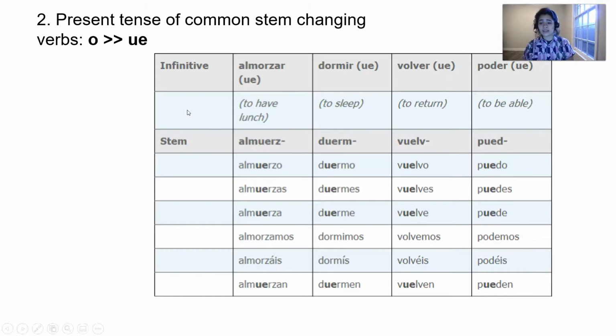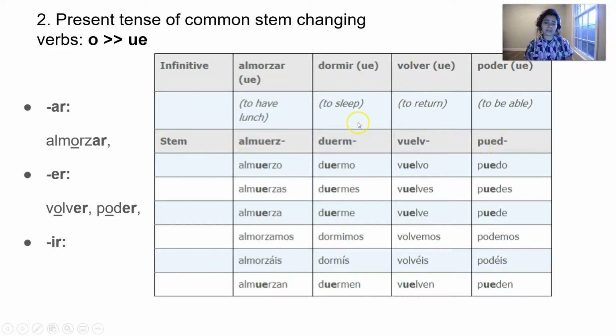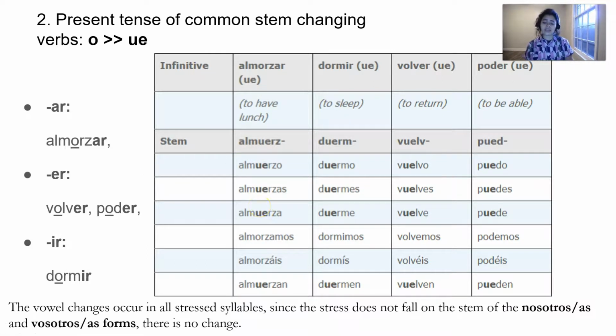Okay, the second one are present tense of common stem changing verbs from O to UE. We have AR verbs like almorzar, to have lunch, ER verbs as volver and poder, to return, volver, poder, to be able, and IR verbs like dormir. So, as you can see, it happens the same. The vowel changes occur in all stress syllables. Since the stress doesn't fall in the nosotros and vosotros form, then they don't undergo any stem change, as you can see here.